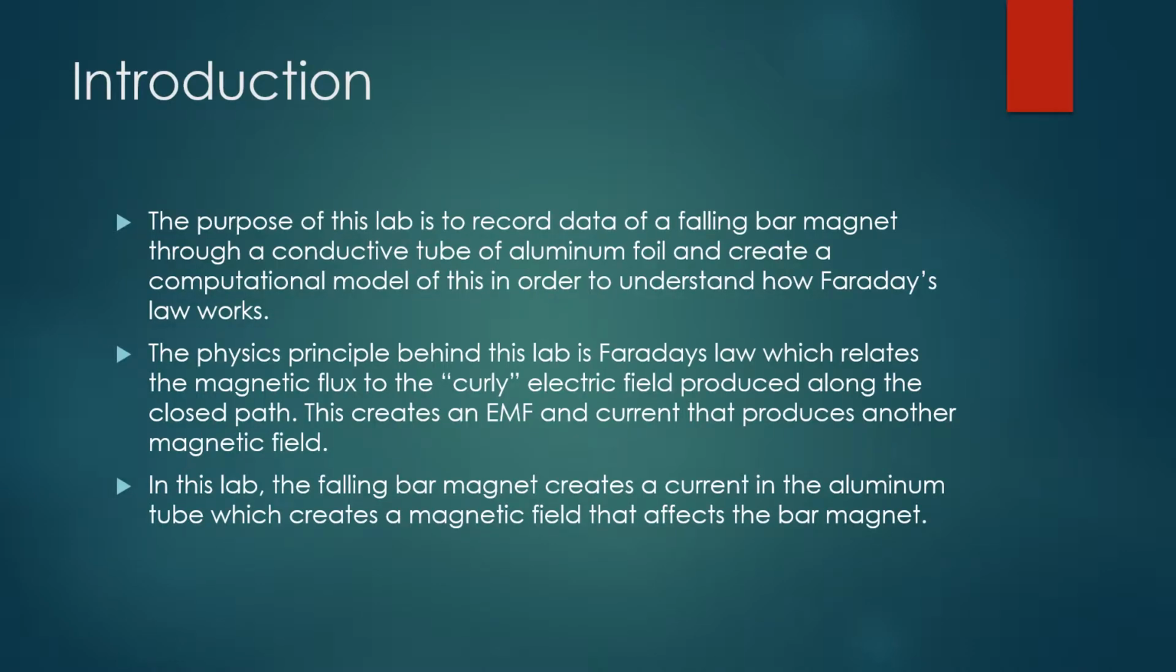So this is the introduction for this lab. The purpose of this lab is to record data of a falling bar magnet through a conductive tube of aluminum foil and then to create a computational model of this in order to understand how Faraday's Law works. The main physics principle behind this lab is Faraday's Law, which relates magnetic flux to the curly electric field along a closed path, and this creates an EMF and current that produces another magnetic field. In this lab, the falling bar magnet creates a current in the aluminum tube, which creates a magnetic field that actually affects the bar magnet.